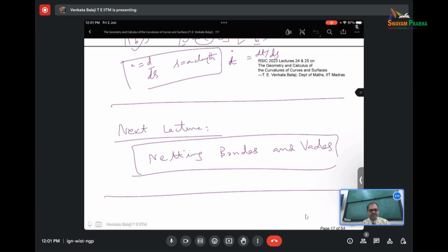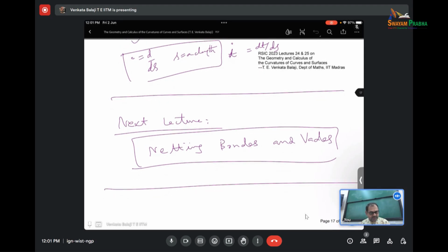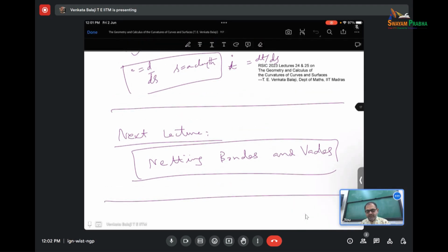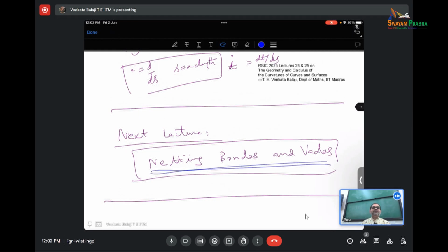I've already talked to you about several things connected with curvature, and this time, as I told you, the topic is netting bondas and vadas. It's getting closer to lunchtime, and it's very delicious. But anyway, this is not a cookery lesson. Not that I don't like it, but I'm not a good cook. I certainly don't know how to make this.